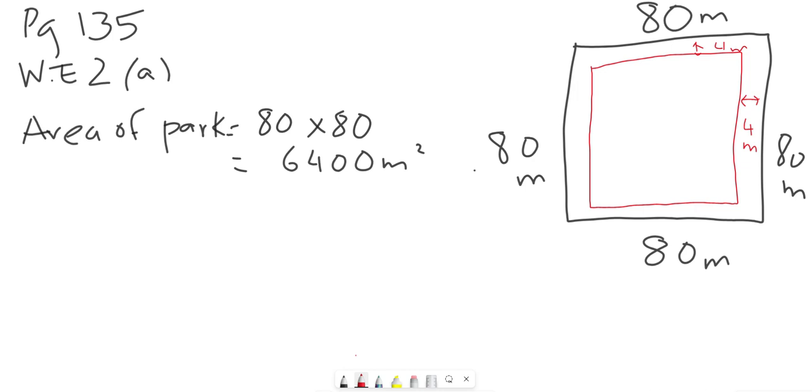Okay, now what we have to understand is that the inner path has got the same width on all four sides. So this is also 4 meter and this is also 4 meter. So this 4 meter plus this 4 meter gives us 8 meter.